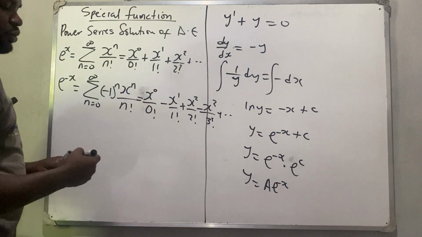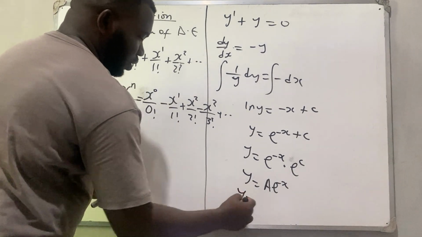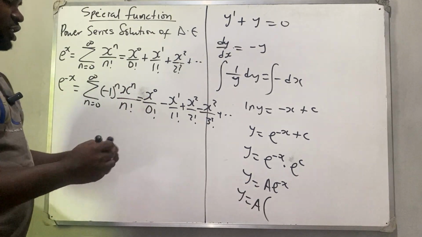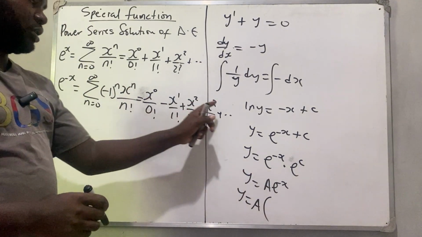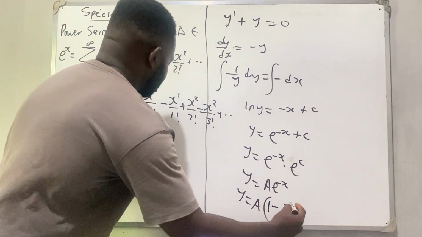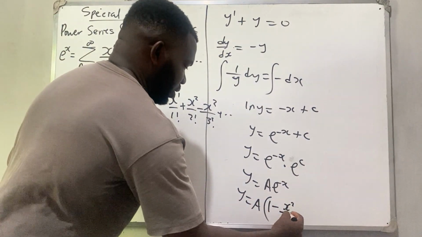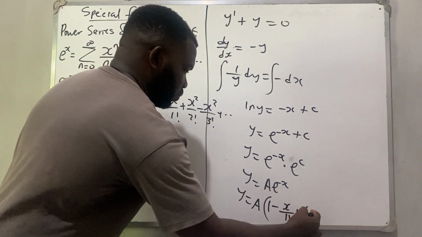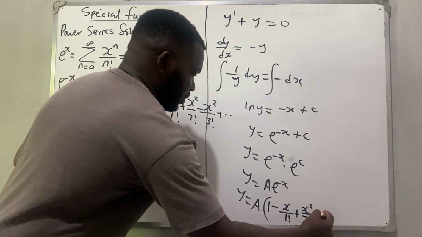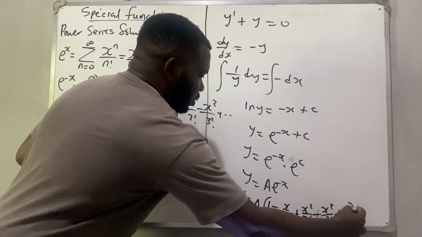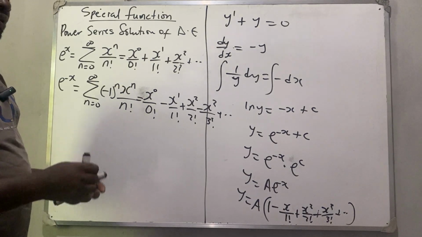So if you look at this, you will see that your y is equal to a, any constant, multiplied by exponential minus x. We have gotten it as all these things, which is 1 minus x over 1 factorial plus x squared over 2 factorial minus x cubed over 3 factorial plus dot dot dot. So that is the power series expansion.